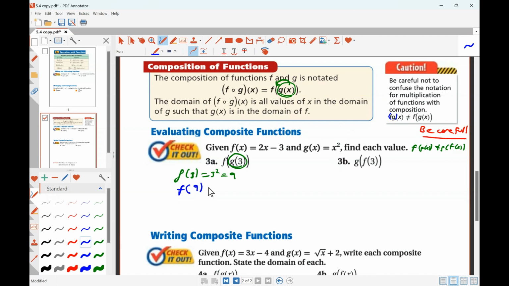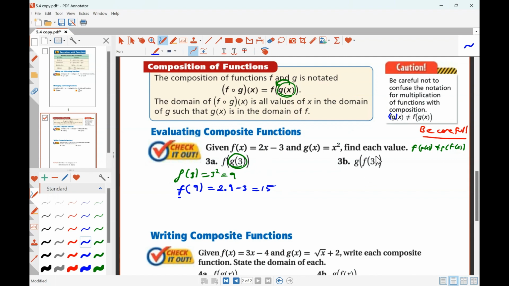Similarly, I will take 9 and substitute it back into function f. Careful, the function is f this time. So I put 9 for x in function f. So it is 2x minus 3. Replace your x with 9. 2 times 9 minus 3. 2 times 9 is 18. 18 minus 3 is 15. Like that.